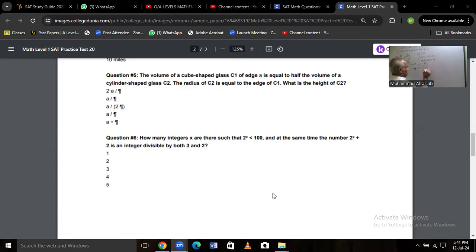So three numbers are there, 6, 18 and 66, which are divisible by both 2 and 3, which satisfy the condition that 2 power x is less than 100 and 2 power x plus 2 is divisible by 2 and 3. So there are three numbers in this list. This is the list of 2 power x, this is the list of 2 power x plus 2, and the numbers divisible by both 2 and 3 are 6, 18 and 66.